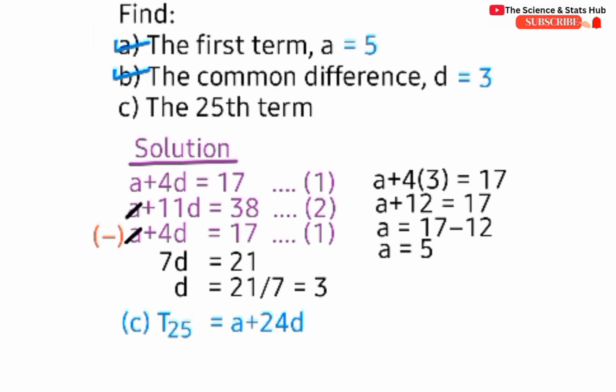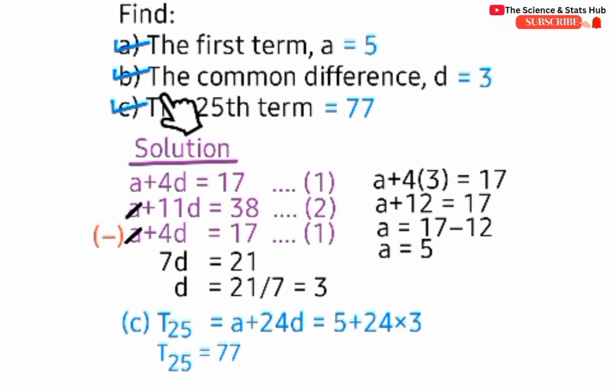So we got the value of A to be 5 plus 24 multiplied by D. Our D value is 3. We have 5 plus 24 multiplied by 3, 72. 5 plus 72 gives 77. Therefore, the 25th term is 77.